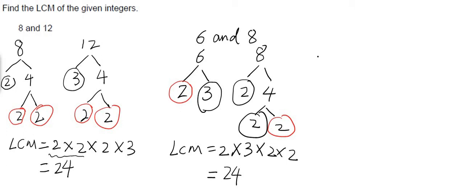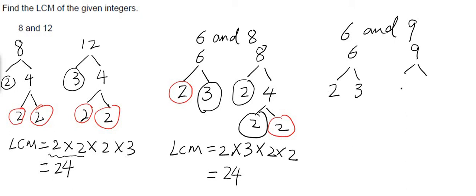Now I'm gonna try a little bit tougher one. For example, 6 and 9. How to find the LCM for these two numbers? Again, we can use the factoring method. 6 can be written as 2 times 3, right? And 9 can be written as 3 times 3.